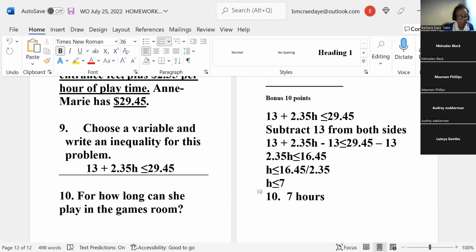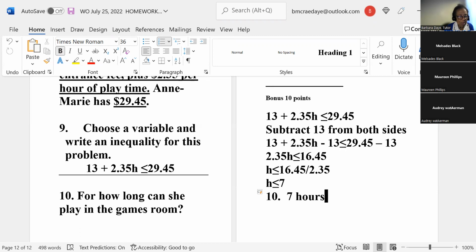How long can Anne Marie play? Anne Marie can play 7 hours. She can't play more than that. She can play less than that, but she can't play more than that. Mercedes, do you follow? Yes, Ms. Redding, the part about the 7 hours. I'm following it.